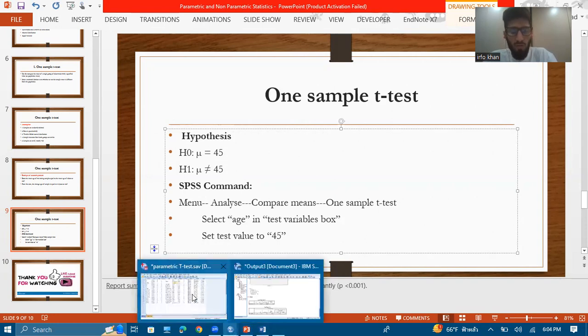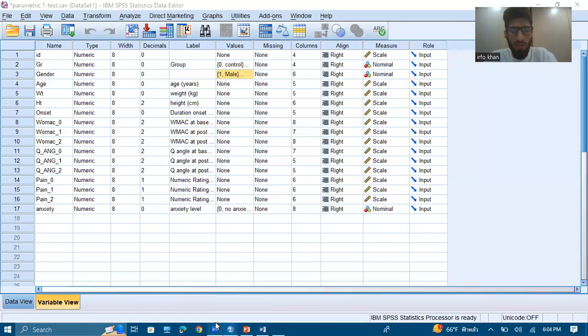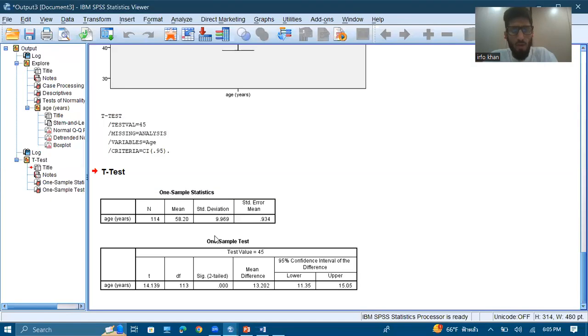You can also cross-check it in the descriptive statistics, where you see the mean is 58.20. So the mean of the data is 58, but we assumed it was 45. The null hypothesis is rejected and the alternate hypothesis is selected. In this case our mean age is not equal to 45. This is everything about the SPSS part.